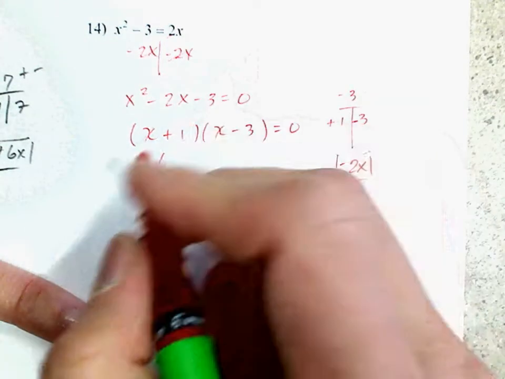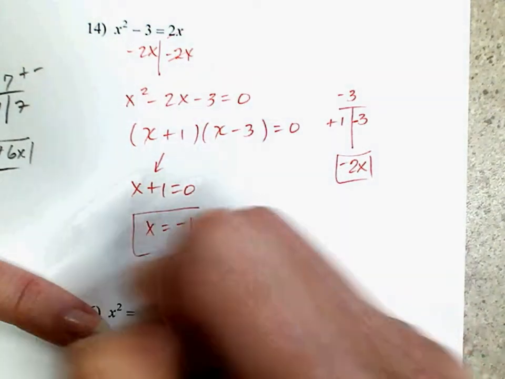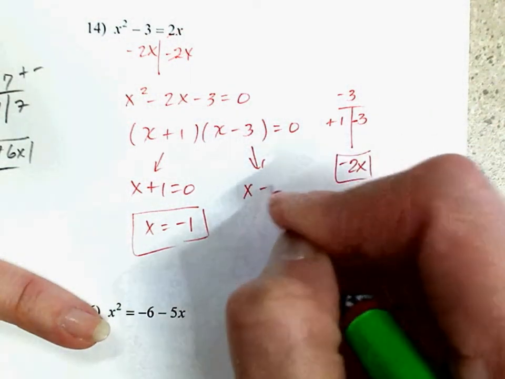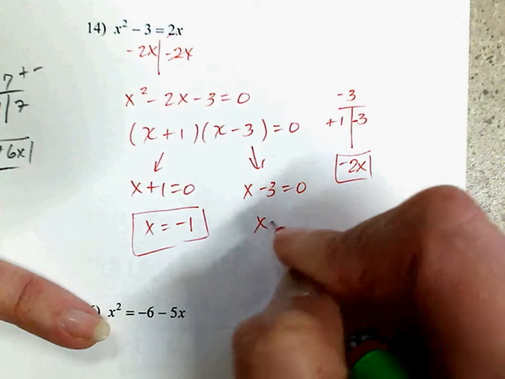X is equal to negative 1. I think I'm about to run out of ink on this one. X minus 3 is equal to 0. X is equal to 3.